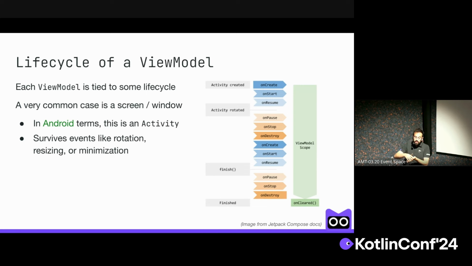In the case of Android, this view model scope survives events like rotation, resizing, and minimization. So you can see that your view model scope goes from the moment you call onCreate. That's where the view model scope comes into being, and then there is onStart, onResume, and so on. And when you really want to finally destroy it, the whole composition will ensure that the view model is cleared, which means that as part of clearing, the view model scope is going to be canceled, which means that every task which was still running is going to be completely canceled.